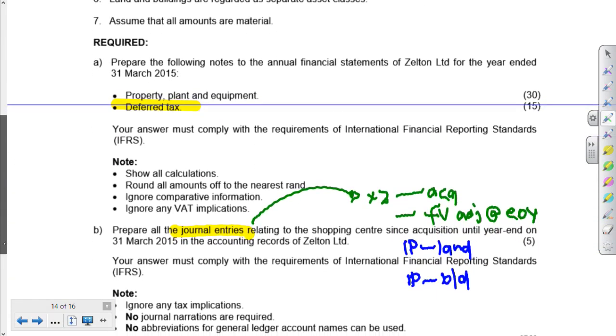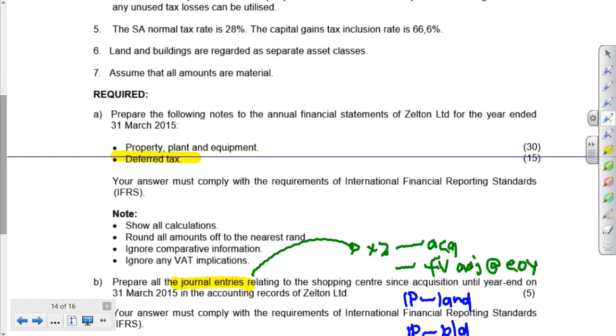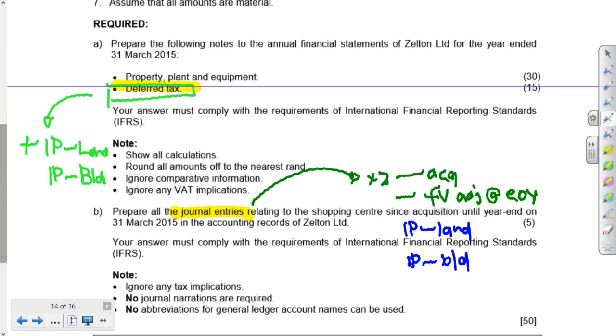Okay, and here's the required. The required asks us to prepare the following notes in the financials: PPE and deferred tax. We've started working on this deferred tax note. We're now going to have to include our investment property land and our investment property building into this note. And that's the work we're going to do today. And then part B asks us to prepare journal entries relating to the shopping centre since acquisition until year end.